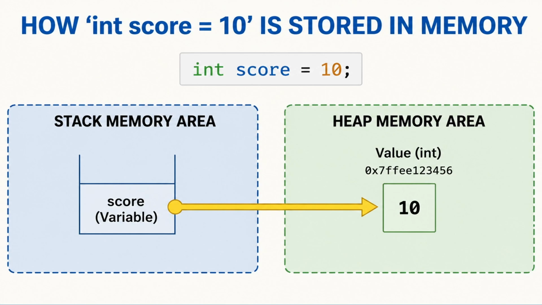This will be much clearer with non-primitive data types such as classes, objects, arrays. For now, we should understand the variable will be stored in the stack memory area and the value will be stored in the heap memory area, and the address of that value will be stored in the variable.